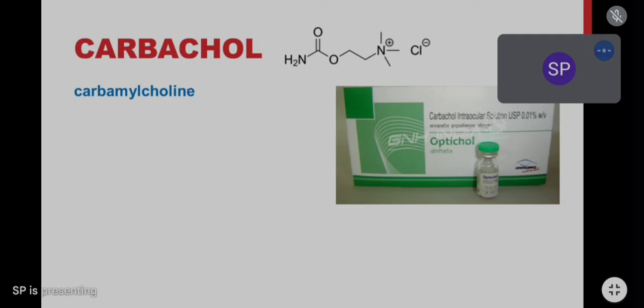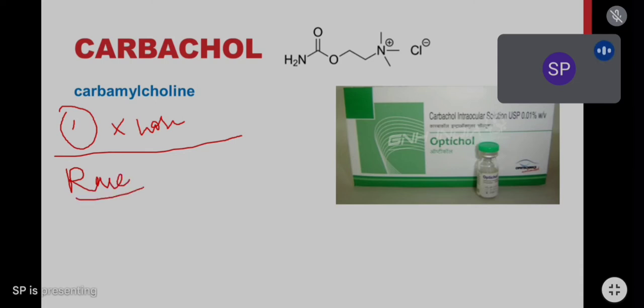Carbachol is not that much used in the hospital. First point, carbachol is not preferred in the hospital. It is used in very rare conditions. Same as bethanechol, very rare conditions. Where are the rare conditions? Sometimes if any patient is performed with cataract surgery, in that case it is used.